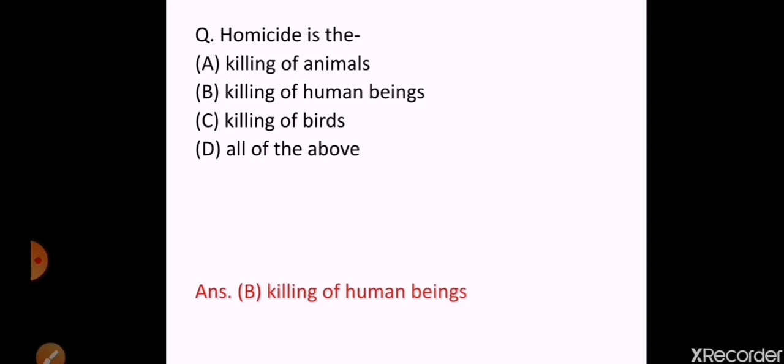Yes, the option B, which says that homicide is the killing of human beings. Although the term homicide is sometimes used like with the murder, homicide is broader in scope than murder, but murder is a form of criminal homicide. So here it is killing of human being only. This was asked in the Tamil Nadu ADA examination 2014.